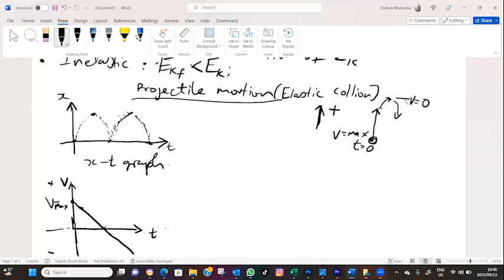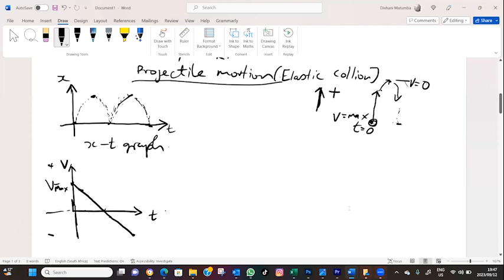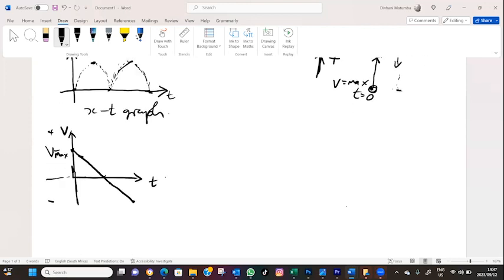Now, what happens when the ball bounces? Also note that as soon as the ball comes back, just before it hits the ground, it reaches Vmax, but in a negative direction. So this will be minus Vmax.